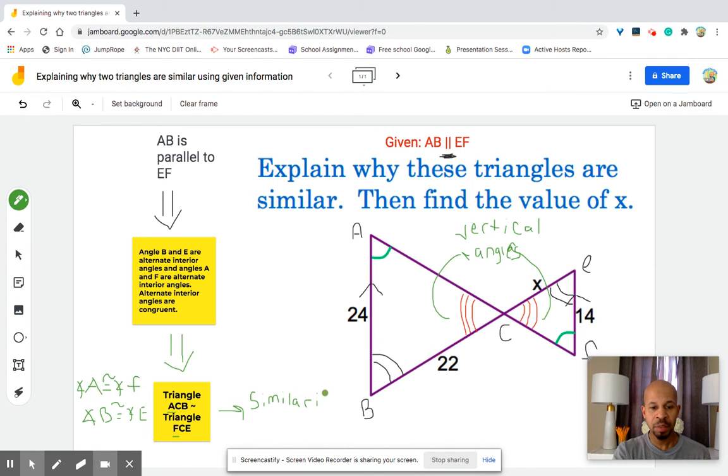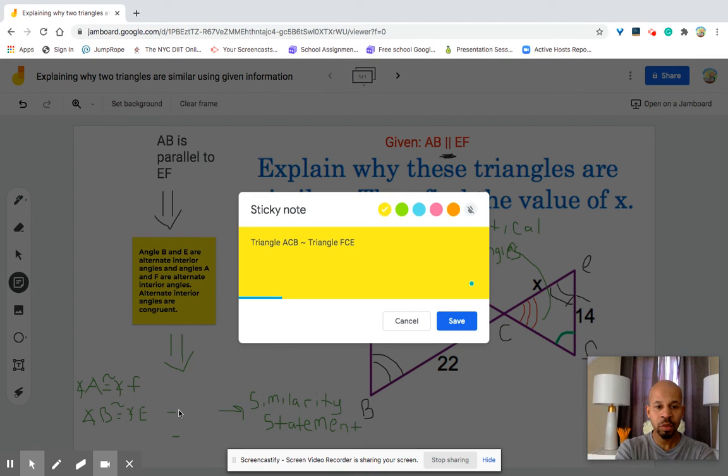And I'm going to add something in a moment. You always want to state why the two triangles are similar. These two triangles are similar by a method called AAA, or for short, AA, right? So the triangle ACB and triangle FCE are similar. We don't have to write similar because the similarity symbol is already there, by AA or AAA method or theorem.